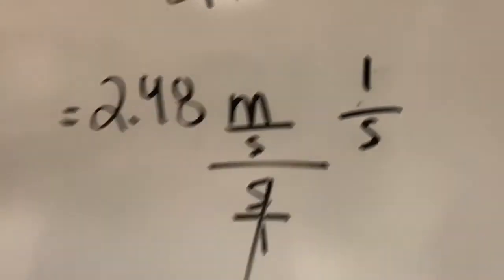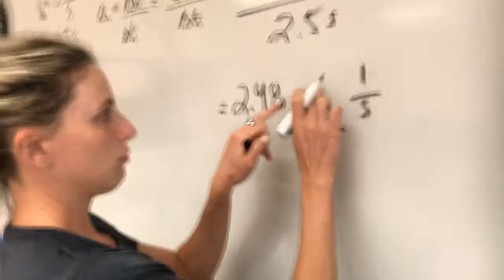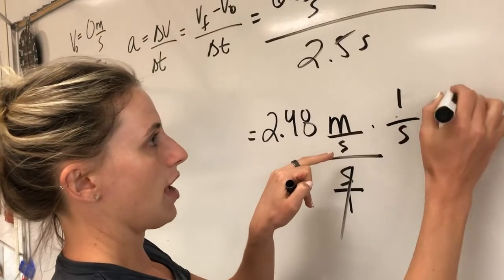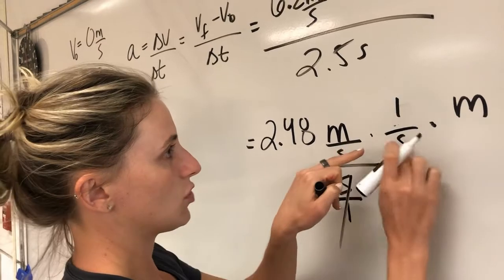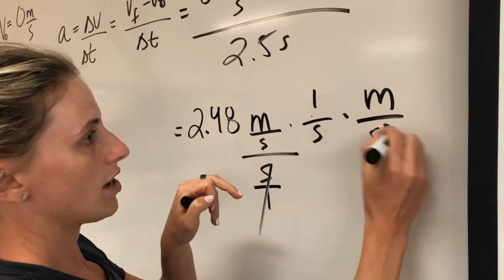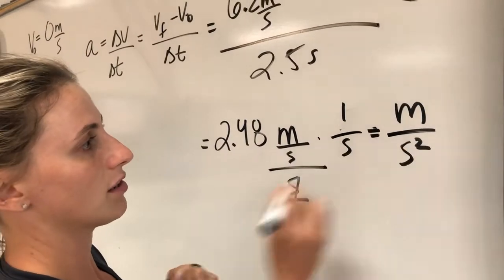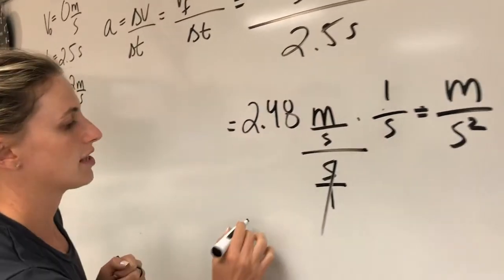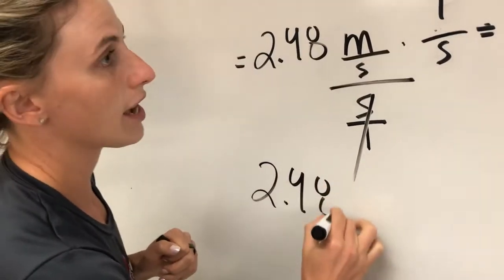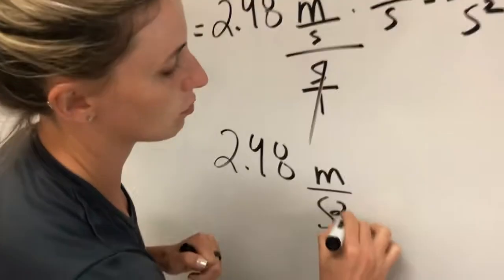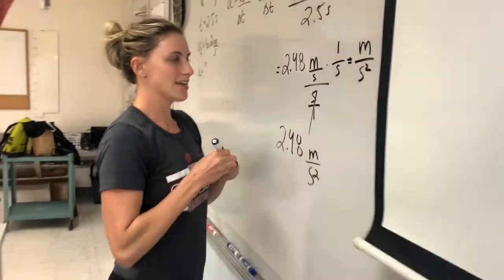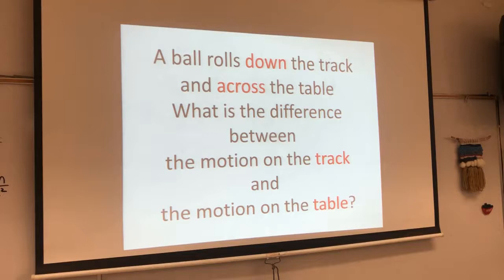Okay, this goes away. We're done with it now. If we read this across, we've got M on the top, and we've got 1, 2, S squared on the bottom. Okay, that's an equal sign. That's easier to write, isn't it? So we're going to say 2.48 meters per second squared. Sweet. And that is how you divide fractions.